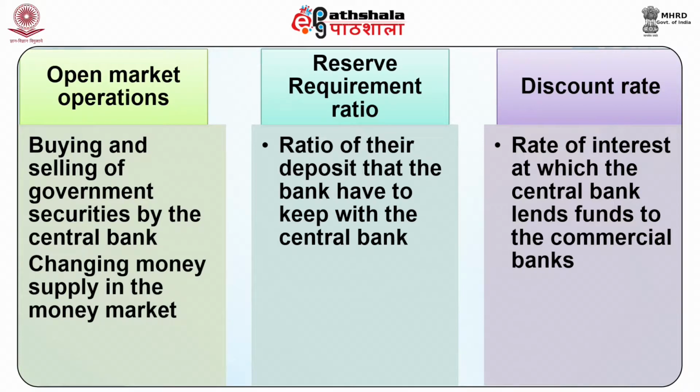An increase in the required reserve ratio decreases the money supply as banks have insufficient deposits. C. Discount rate or bank rate. It is the rate of interest at which the central bank lends funds to the commercial banks. A change in bank rate leads to a change in the interest and deposit rates of the commercial banks.